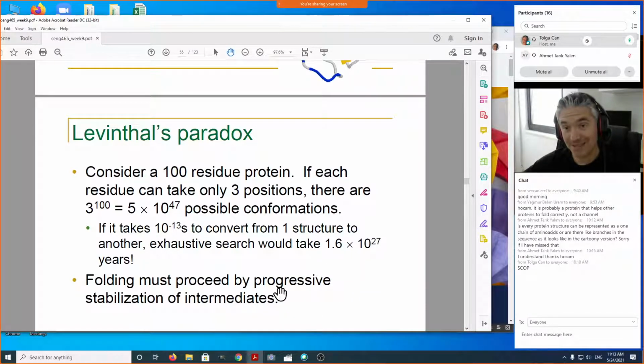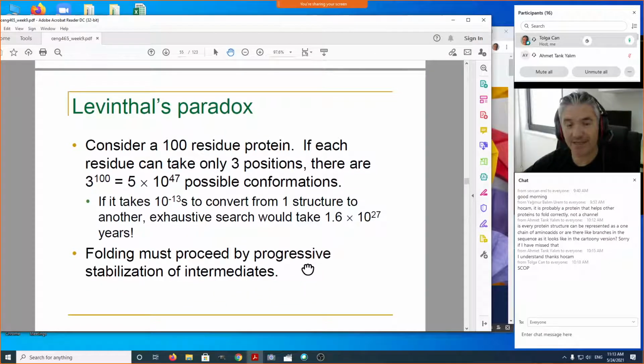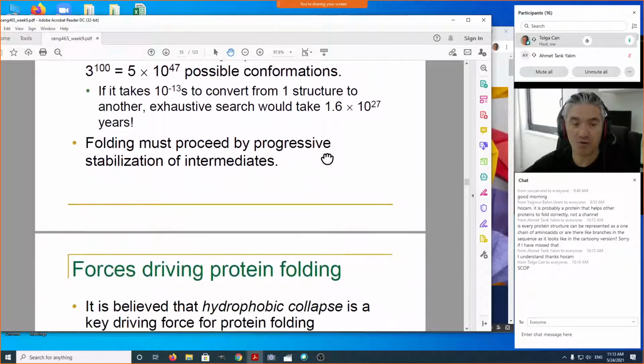And also in the cell, nature does not go through all possible conformations. The protein amino acid sequence folds into its native shape very quickly, in nanoseconds. So it's really a fast process that occurs naturally in the cell.